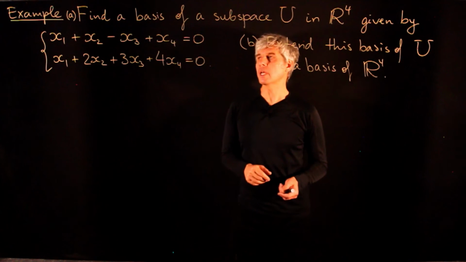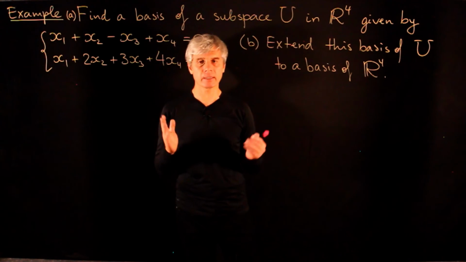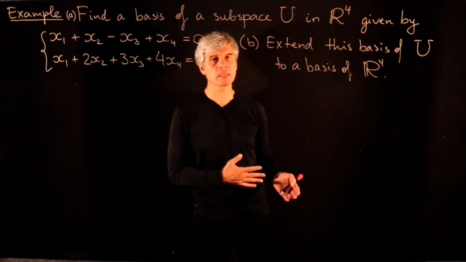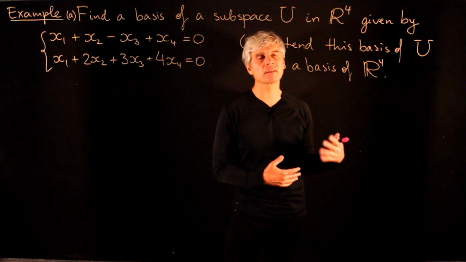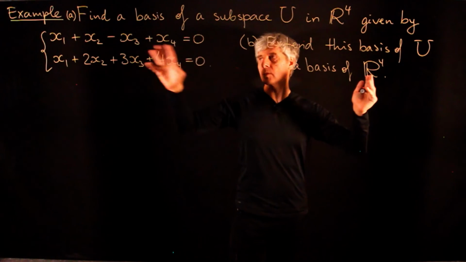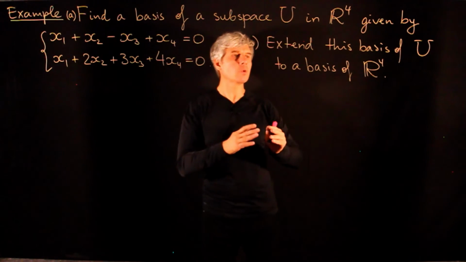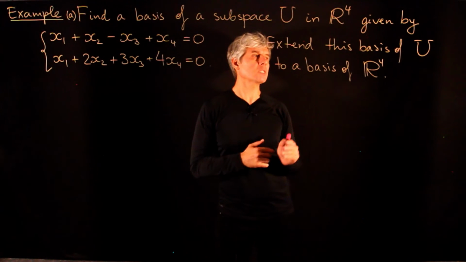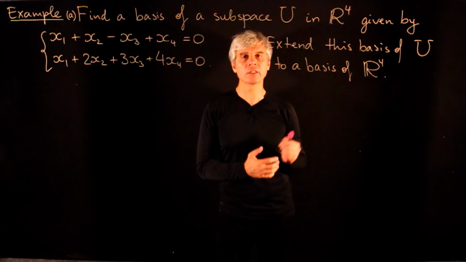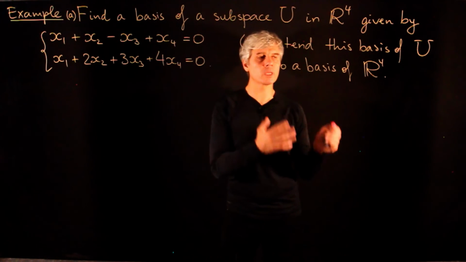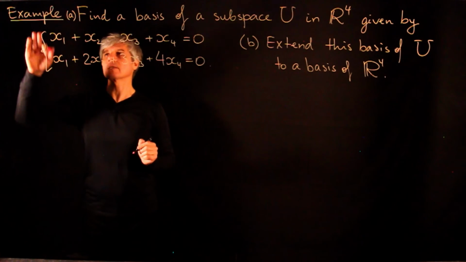And then we had a theorem in the previous lecture that said that if we have a basis of a subspace, then we can always extend it to the basis of the whole space by adding extra vectors. And we want to do this in this particular example. So once we construct the basis of U, we want to extend this basis to a basis of R4. This means that we want to obtain a basis of R4 that includes the basis of U that we have constructed.